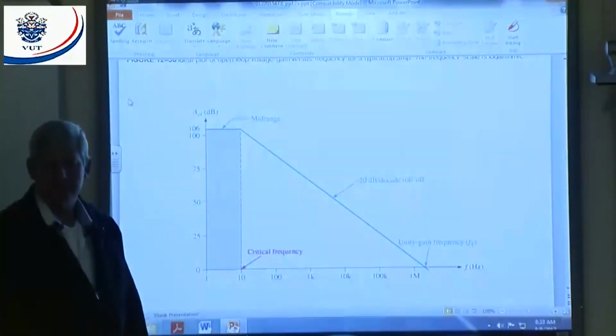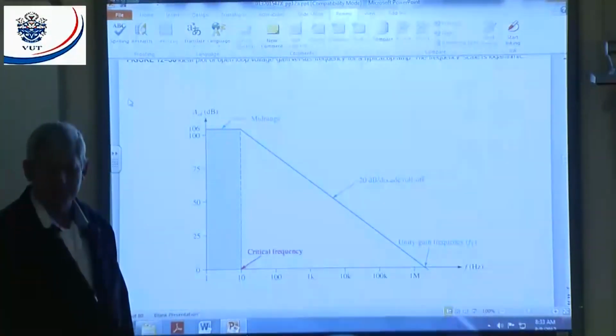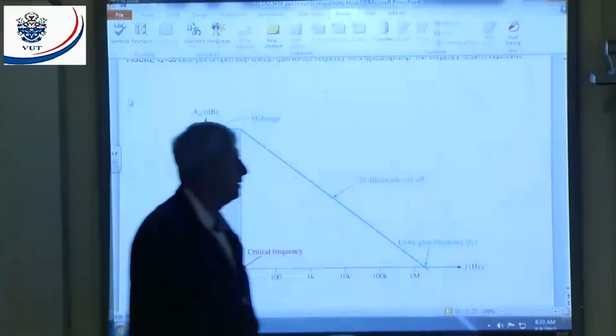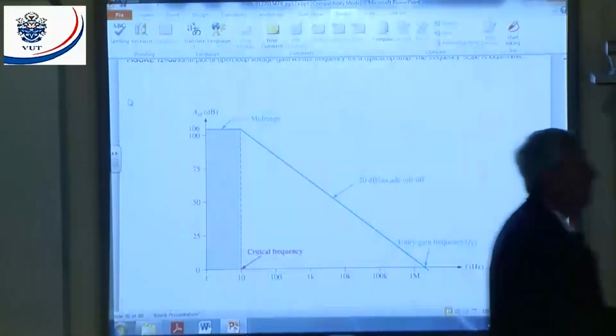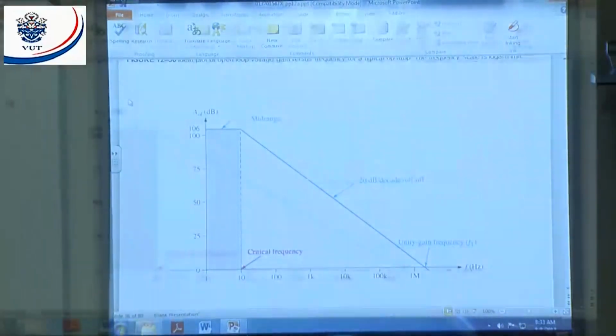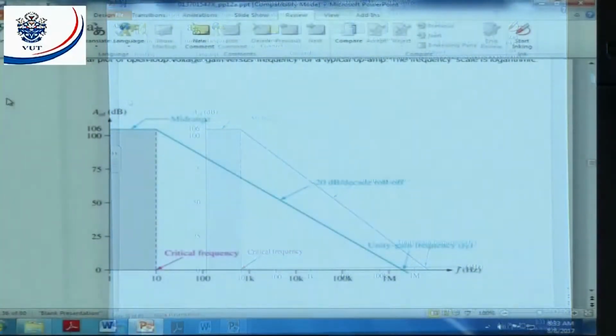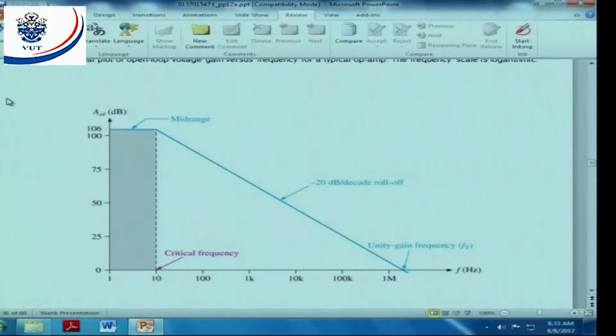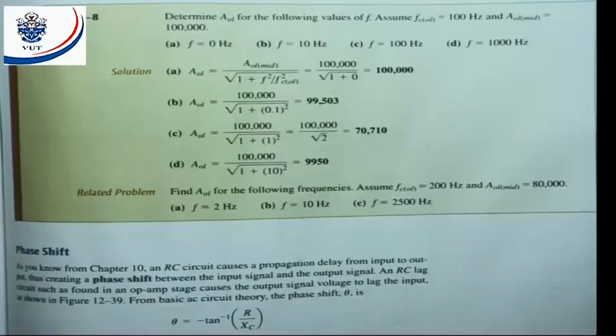That's what's going to happen. If I apply a sine wave to this RC lag circuit, what happens? You will notice the output will lag the input by that amount of degrees. But that will be determined by the frequency. They say the negative sign indicates the output lags the input.